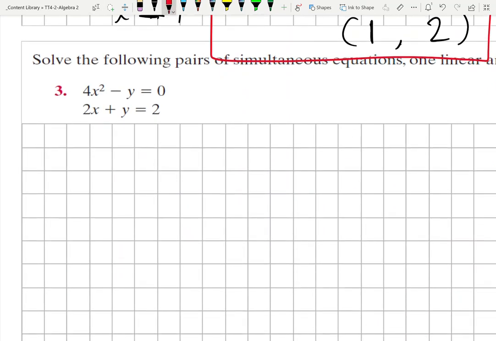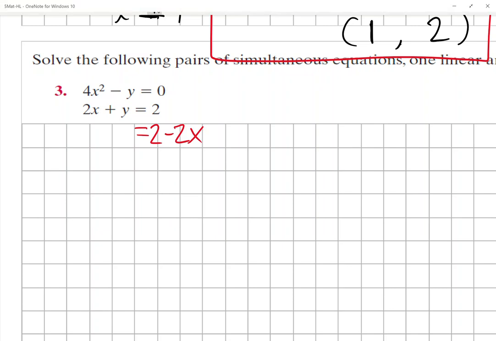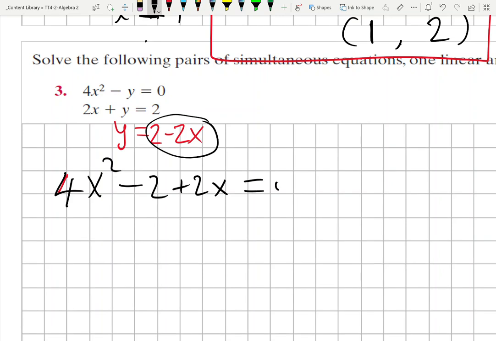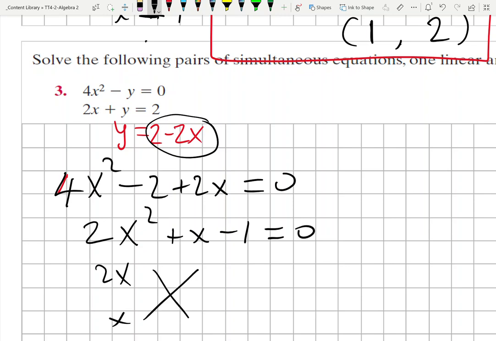Okay, isolate y. Substitute in here. See there, everything changed sign. Divide by 2 and rearrange. Divide by 2 and rearrange into a factoring frame.